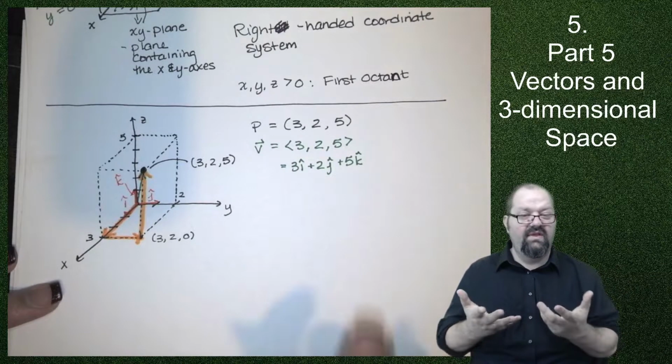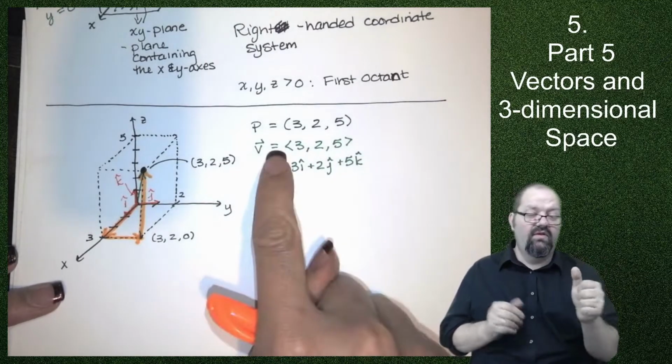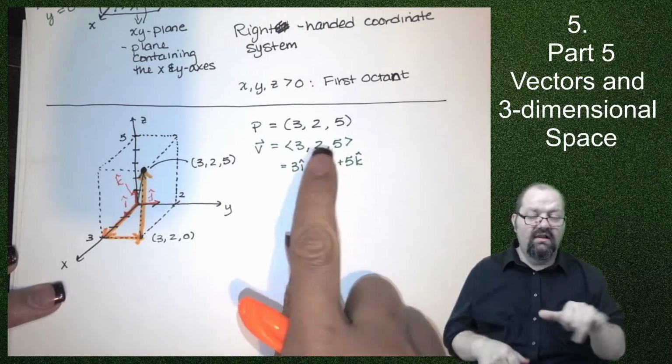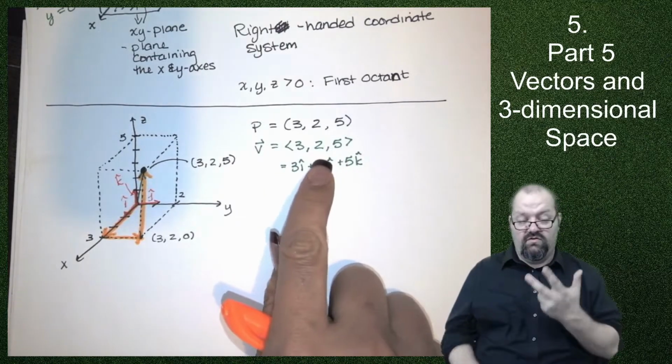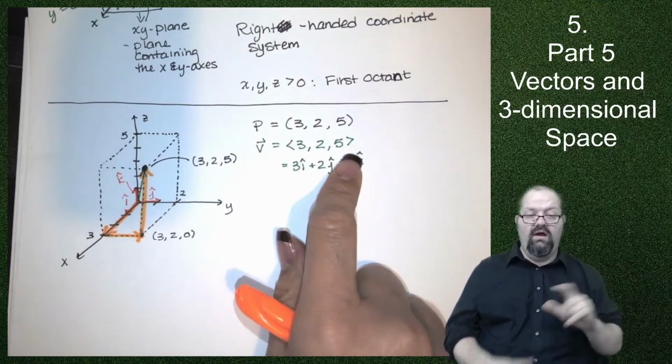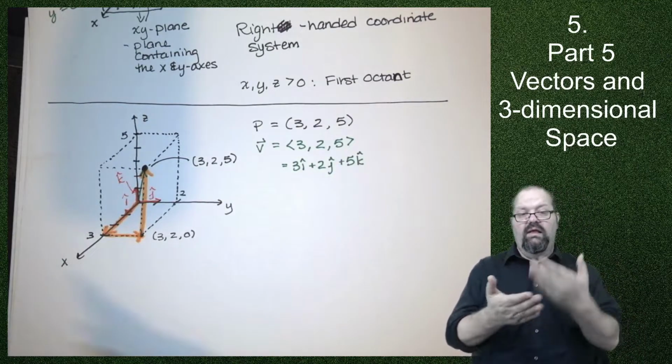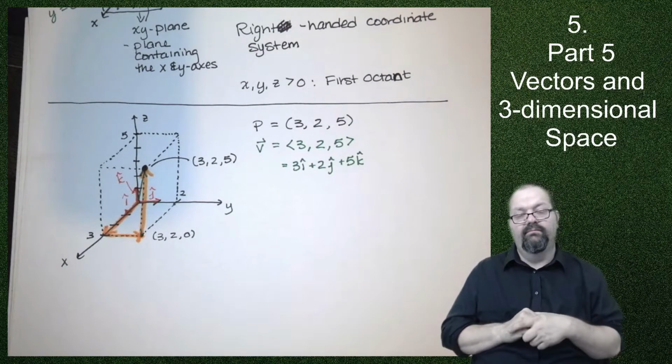So yeah, v is the vector sum of these guys. Or you can think of this as just telling you, wherever you start, go 3 units in the x direction, 2 units in the y direction, and 5 units in the z direction. That's where the terminal point of v will end up from whatever that starting point is. So that's plotting points and plotting vectors.